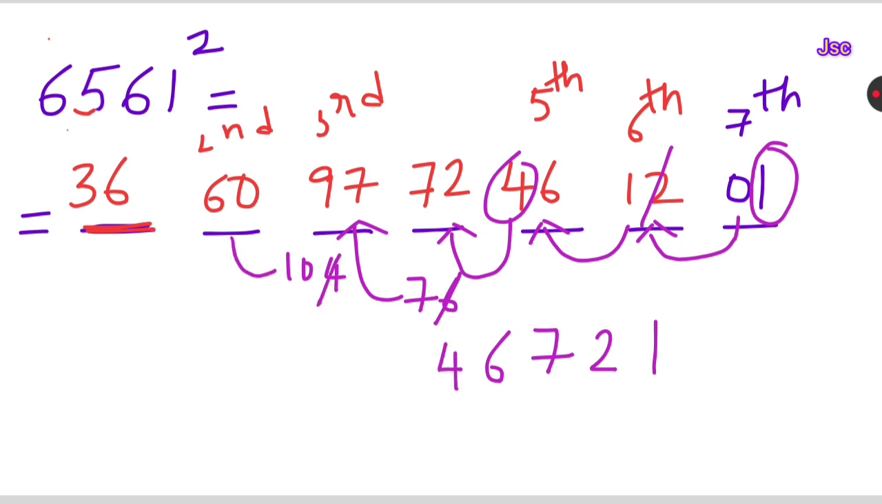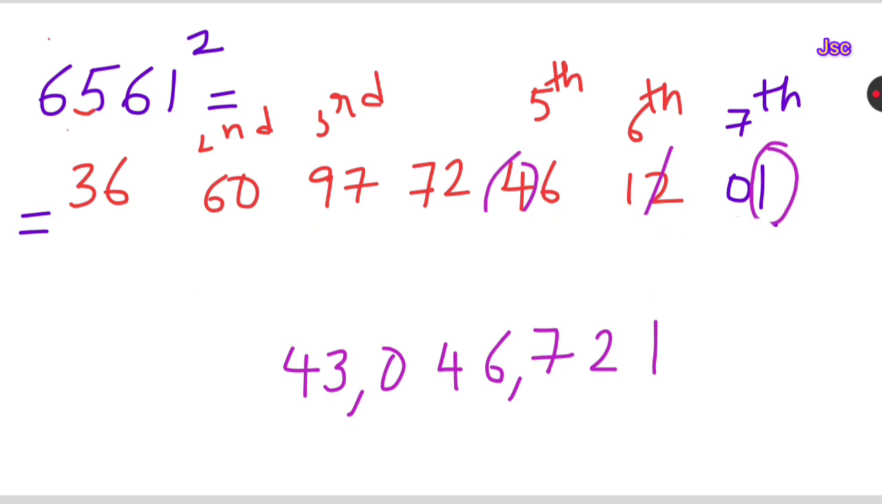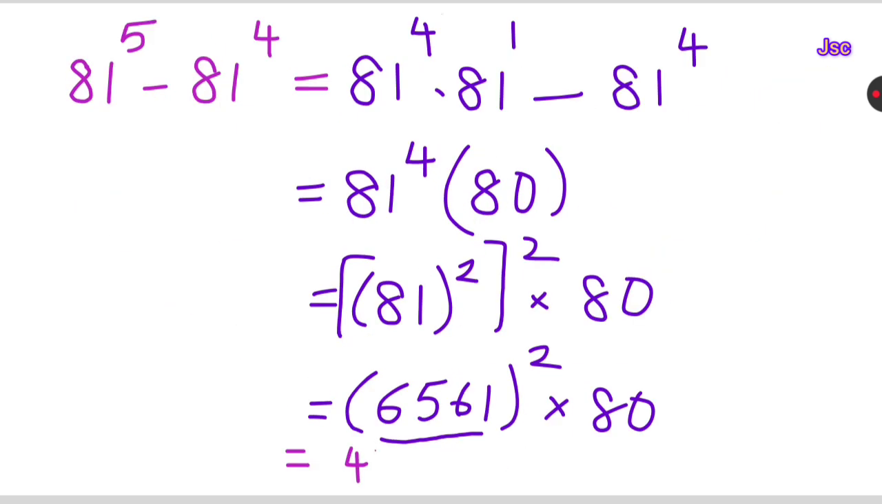Then 10 add to the previous number. 60 plus 10 gives 70. Then 0 take it, and 7 add to the 36. 36 plus 7 gives 43. So the result is 43046721. That is the result of 6561 squared.